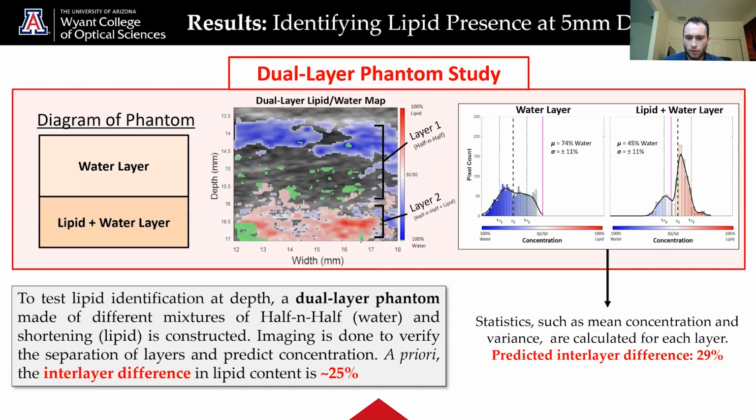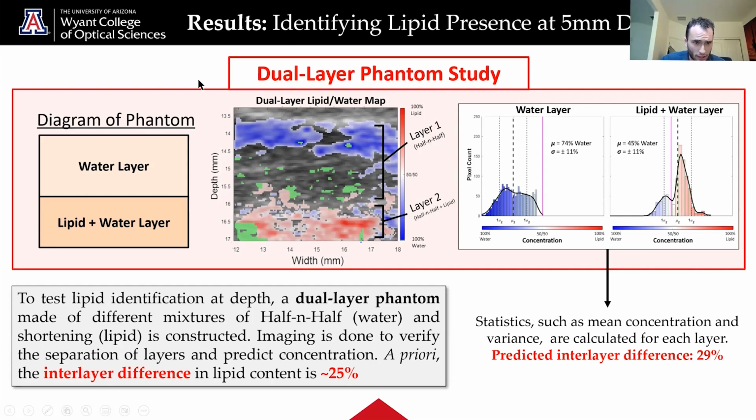First order of business is we wanted to see if our unmixing method actually does the job that it's supposed to. So we created a phantom. This is made with a mixture of half and half and lipid shortening. We took two phantoms, one with mostly water, and one with a 25% increase by weight in lipid content, and we stacked them on top of each other. We put them in our compartment to verify that the separation layers can be seen with our unmixing method, and that we can actually predict quantitatively an interlayer difference in lipid percent that's accurate to our a priori knowledge of what it should be.